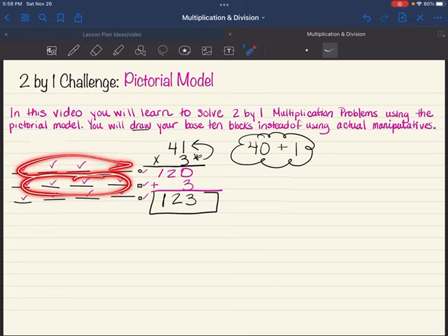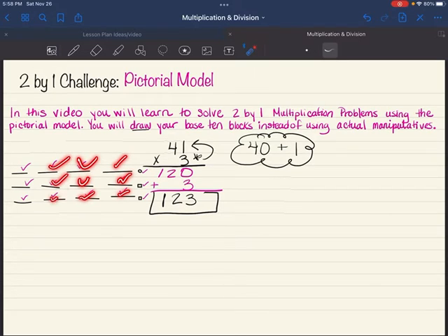1, 2, 3. And then I counted them up. First I counted up my 10s. Then I counted up my 1s. Then I put my 10s over here as my answer to how many 10s I had, and then I added my 1s to it to get 123.